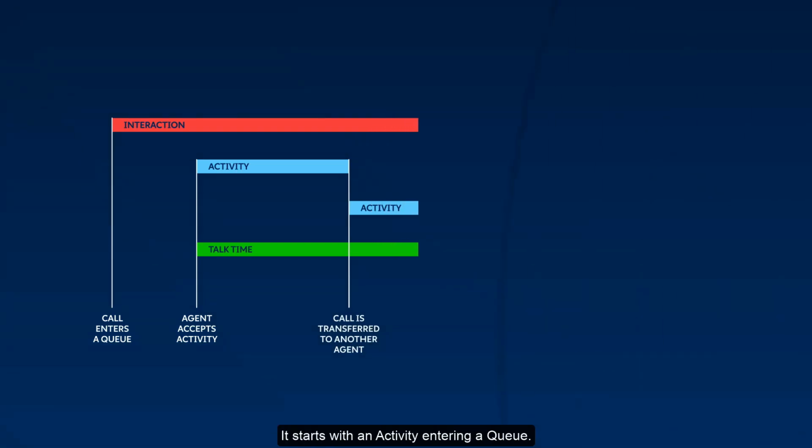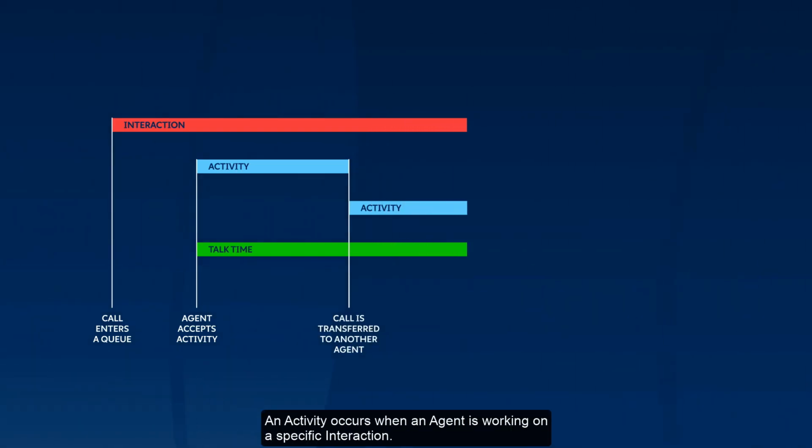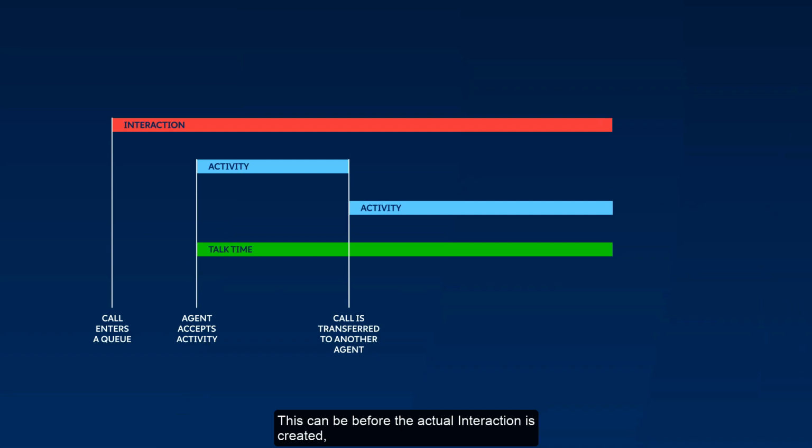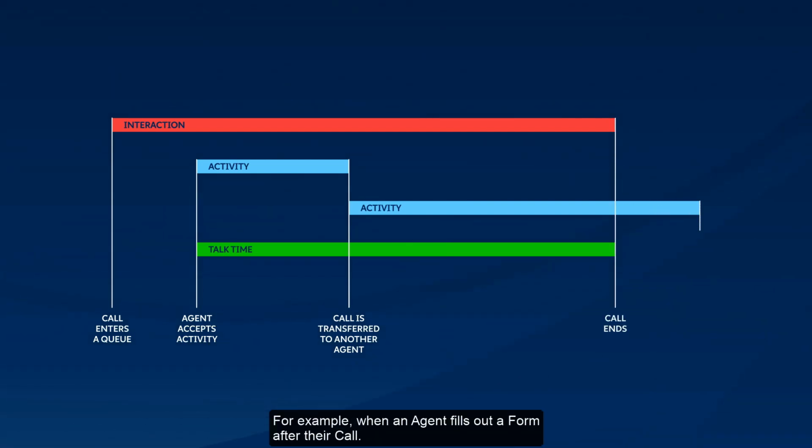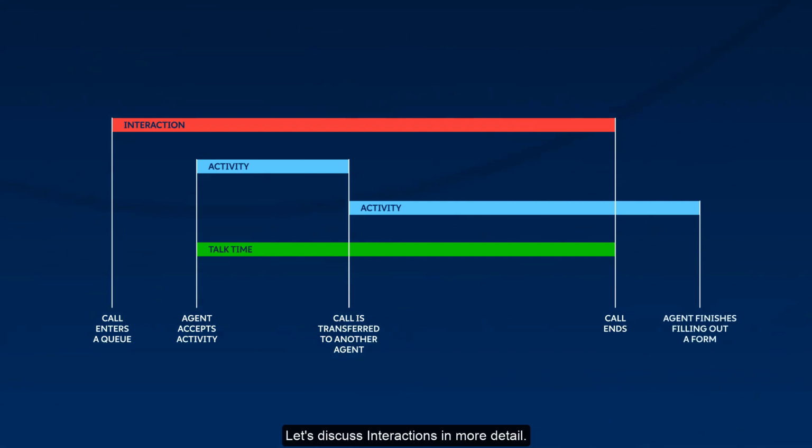It starts with an activity entering a queue. An activity occurs when an agent is working on a specific interaction. This can be before the actual interaction is created, during it, or even after it has ended. For example, when an agent fills out a form after their call. Let's discuss interactions in more detail.